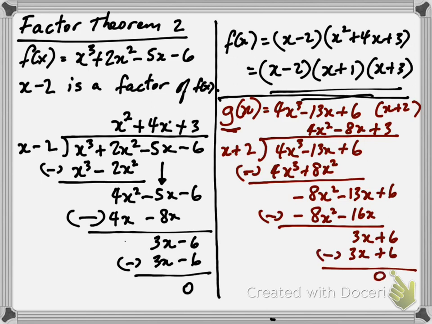Therefore, you end up with the function g of x being x plus 2 into 4x squared minus 8x plus 3. Now this is a quadratic, and you can use the skills you've developed by factorizing a quadratic to be able to factorize that. If you need help with that, I can actually make another video for you. I can point you in the right direction.